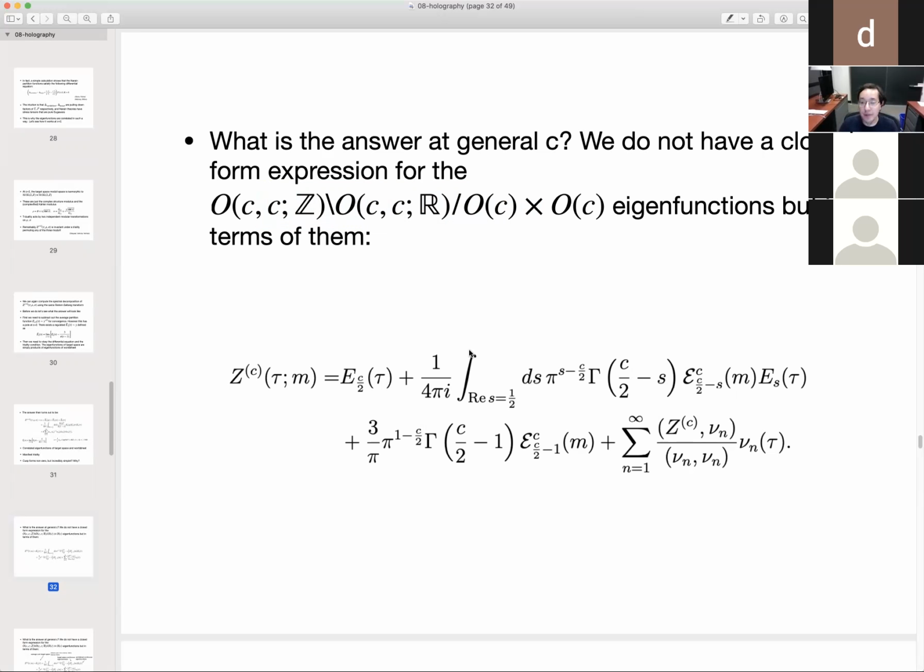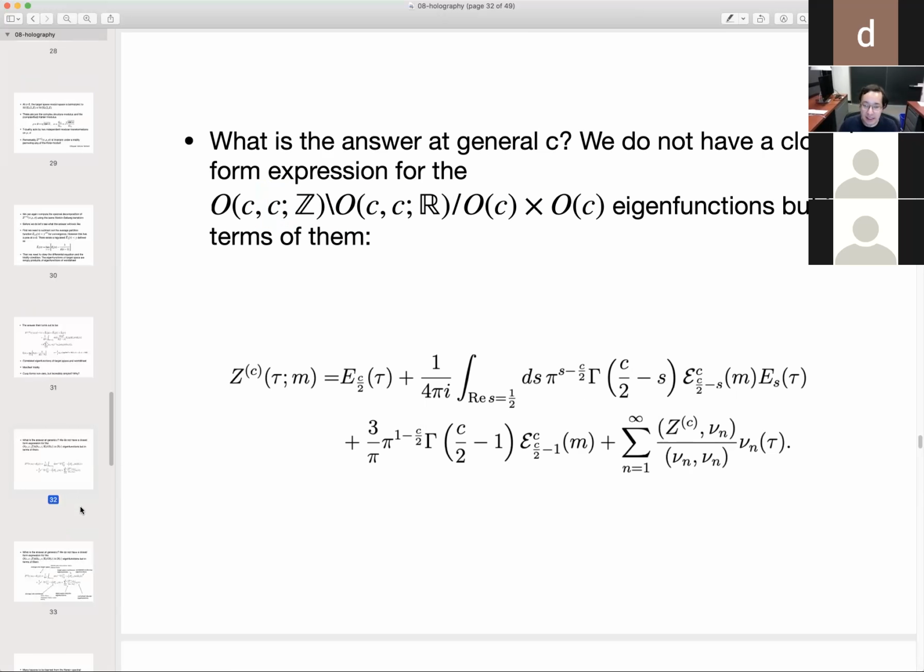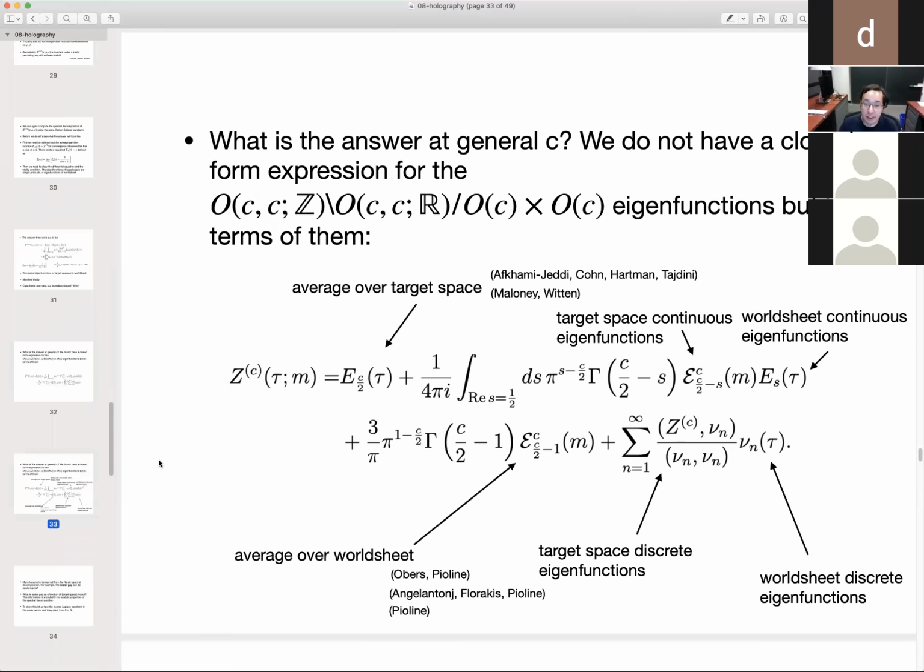But in terms of them, the final answer is this expression here. And it looks a little bit complicated, but let me just say what each individual term is. So here is the average over target space moduli space. This is what we subtract in order to make the function square integrable. There's similarly an average over the worldsheet moduli space.